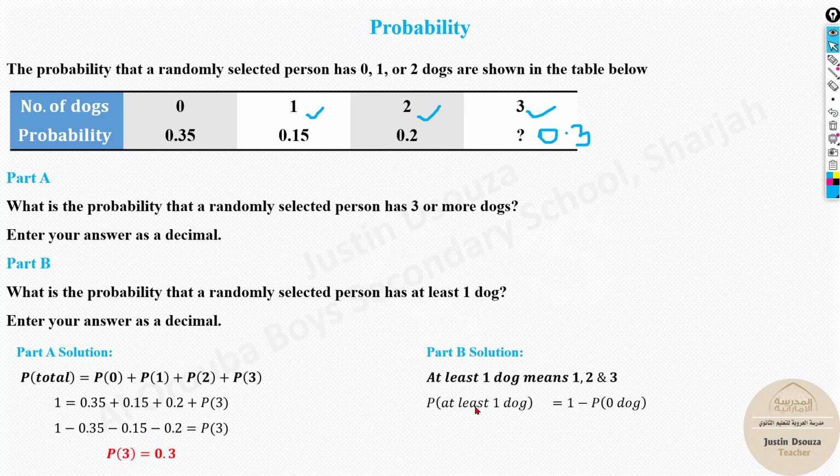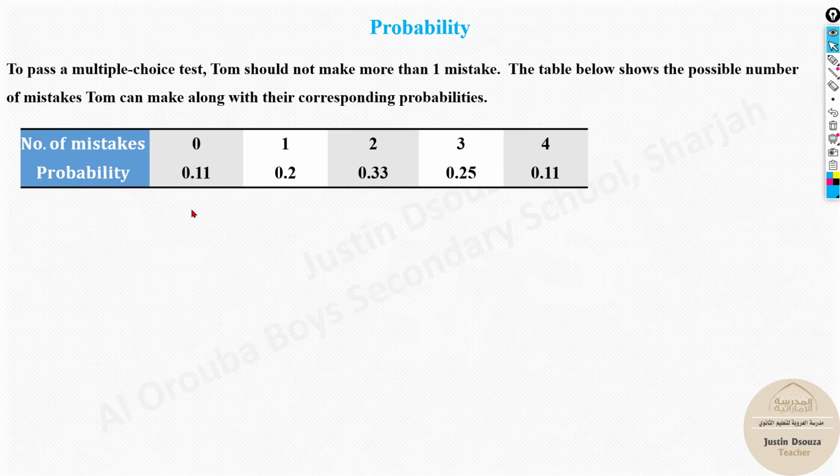So you can either do it like this: at least one dog would be 1 minus the probability of 0, or you can add these three up and you will get the answer. So this is how you solve it. This is basically a probability model problem. Now we will see more problems over here.